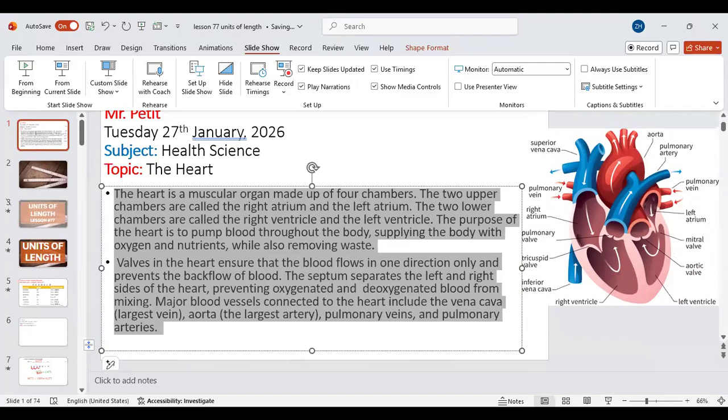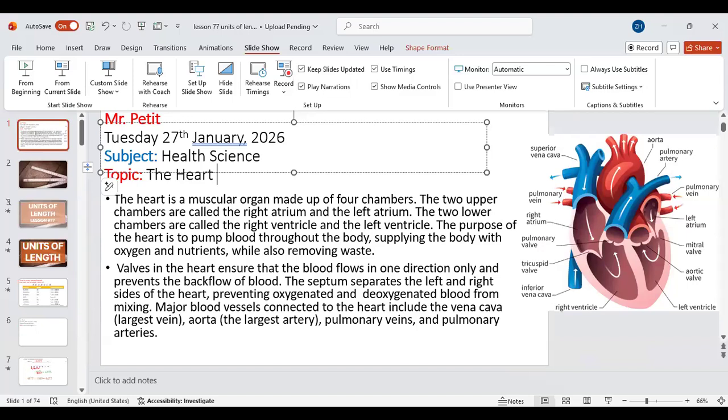The heart is a muscular organ made up of 4 chambers. The 2 upper chambers are called the right atrium and the left atrium. The 2 lower chambers are called the right ventricle and the left ventricle. The purpose of the heart is to pump blood throughout the body, supplying the body with oxygen and nutrients, whilst removing waste. Very good. Continue, Amari.